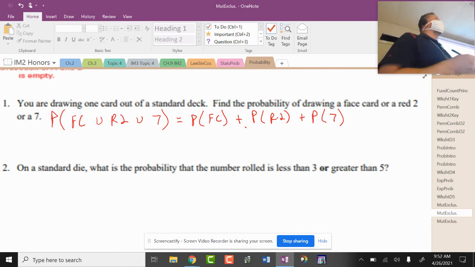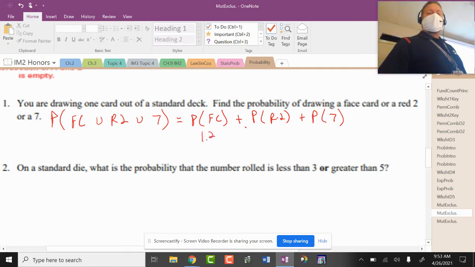By the way, how many face cards are there? If you get this wrong, you can have your sheet out in front of you, but if you get this wrong, I can't help you. There are 3 of each suit: Jack, Queen, and King. I always run into this, people that don't know cards. How many red 2s? 2. How many 7s? 4.